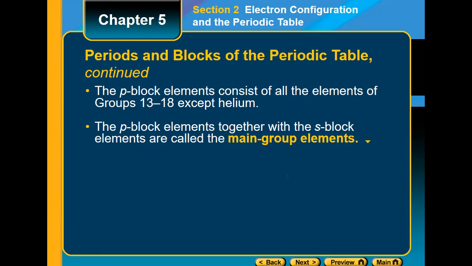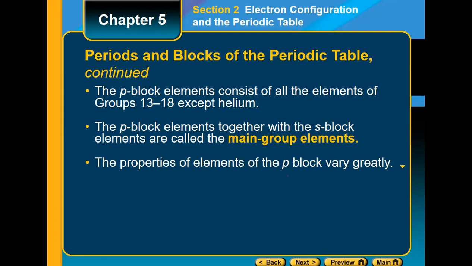So the P block elements together with the S block elements are called the main group elements. That's why they have the letter A. So group 1 is called 1A, group 2 is 2A, then we skip the B block to 3A, 4A, until we reach the last group. That's why we call them the main group. The transition elements, the D block and F block, don't carry this letter A.